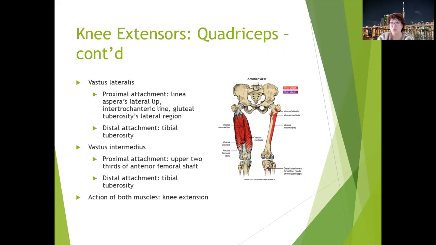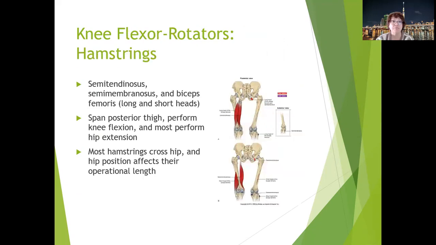That having been said, we work on quadriceps a lot in PT. All muscles are important, but some are more important than others. The quadriceps are right up there at the top of the list, along with the gluteus medius.